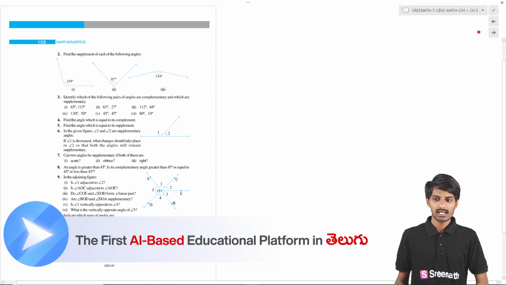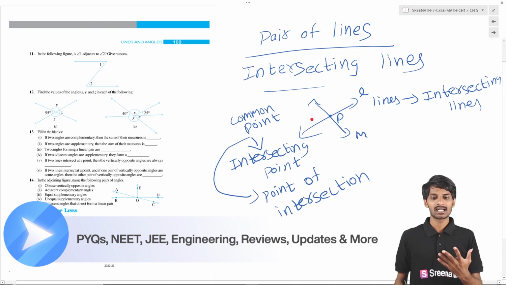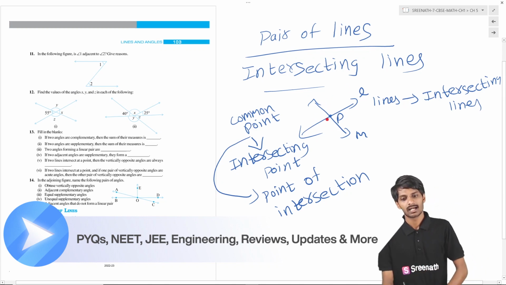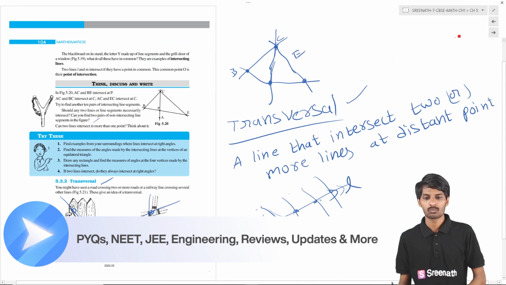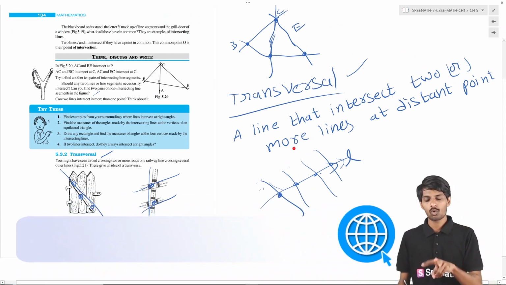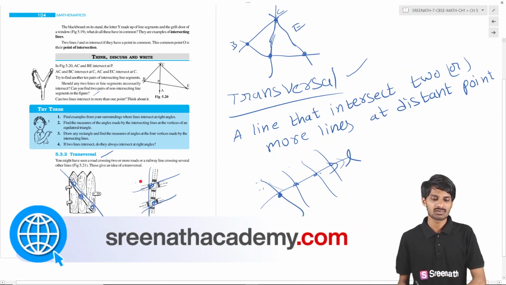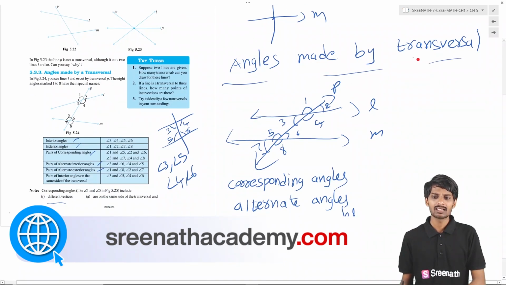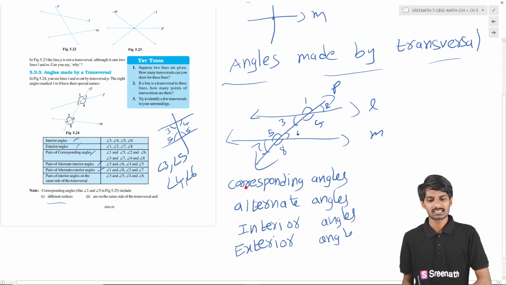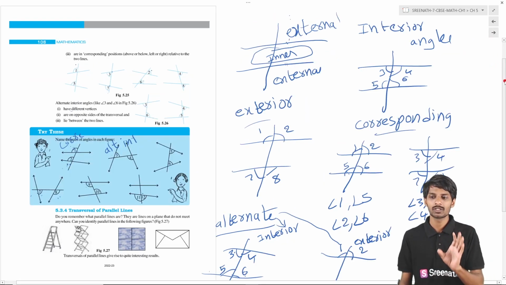Next thing is a pair of lines. A pair of lines may intersect, and those lines are called intersecting lines, and the common point is the point of intersection. So what is a transversal? A transversal is a line that intersects two or more lines at distinct points. If it intersects at only one point, it is not a transversal. And the next thing is the angles made by a transversal. There are different angles: corresponding angles, alternate angles, interior angles, and exterior angles, whenever the transversal intersects two lines, students.